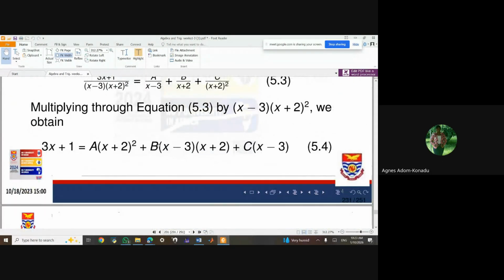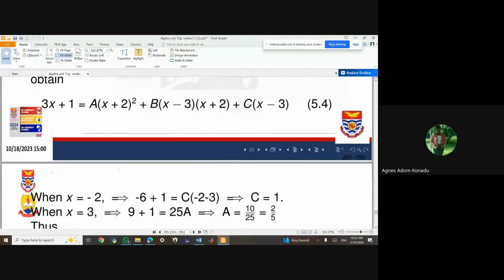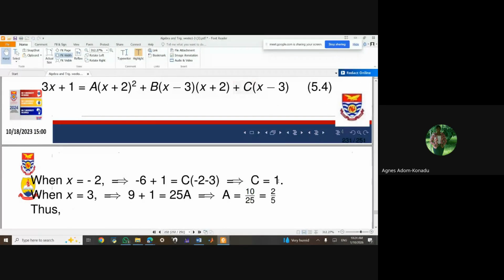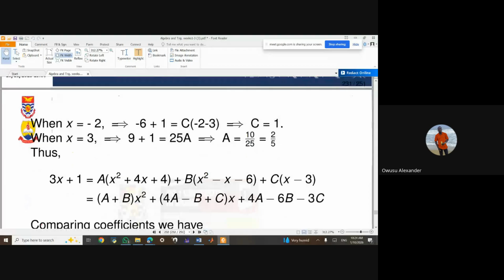Then I can come back and look for another value. When x equal to minus 2, my a will go to 0. My b will go to 0. Please, do you agree? Yes, please. Then b too will go to 0. So I can find my c. So when I do that, my c will be equal to 1.